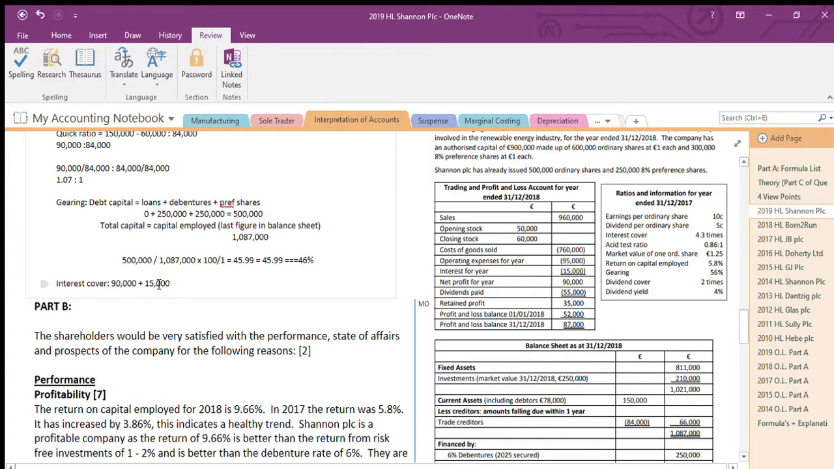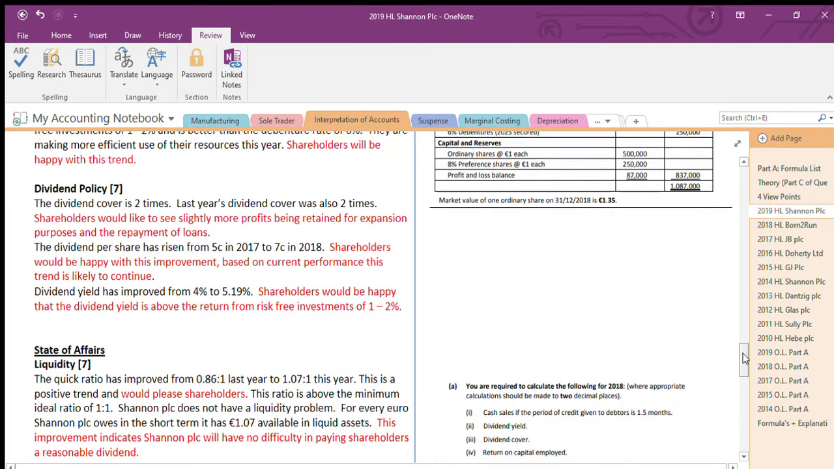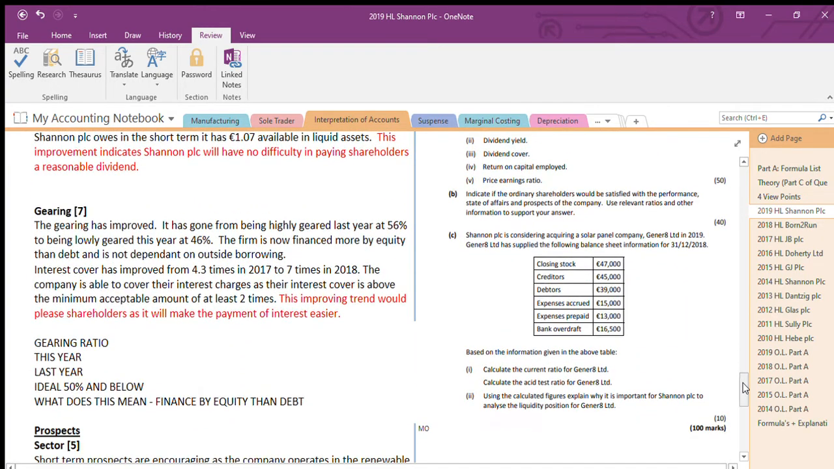So my net profit before interest is 90,000 plus 15,000 is 105,000 divided by interest. It's 105,000 divided by 15,000, and that actually equals 7 times. So technically I should have brackets there, so you add the two first before you divide. 7 times is my total. That's my interest cover.